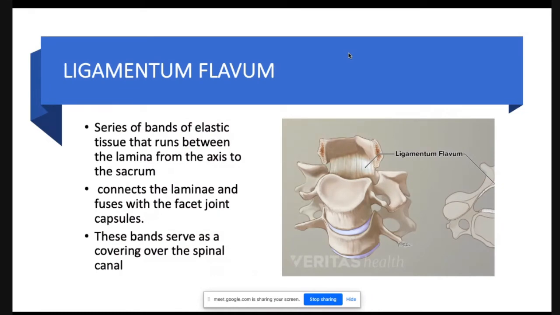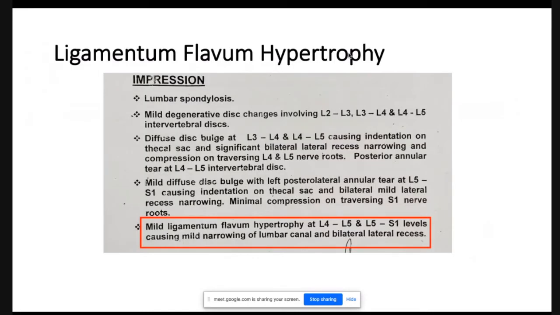One more important observation we get in cases of low back pain is that often in the reports we get ligamentum flavum hypertrophy. We know that the ligamentum flavum is elastic tissue running from the axis to the sacrum. It is the most widely connected ligament, present from C1 even up to the sacrum. And these bands serve as a covering to the spinal canal and also support it.